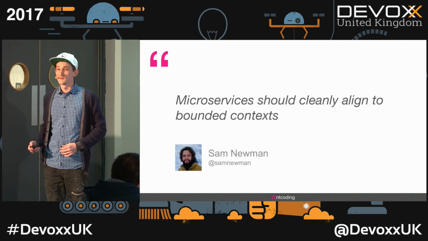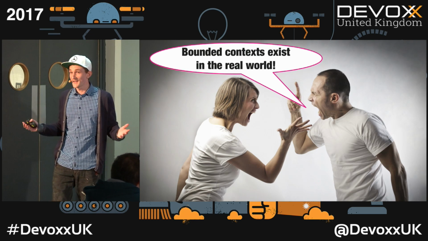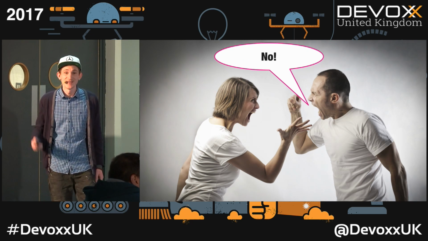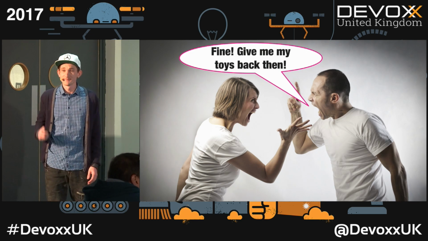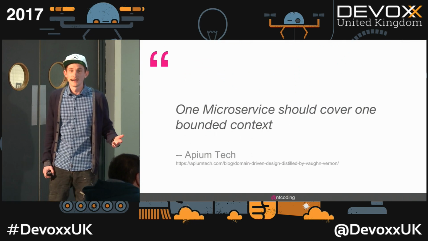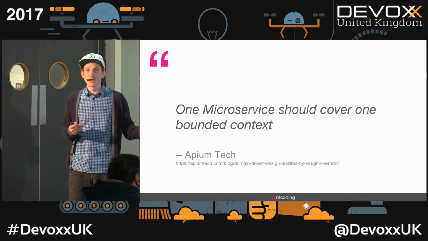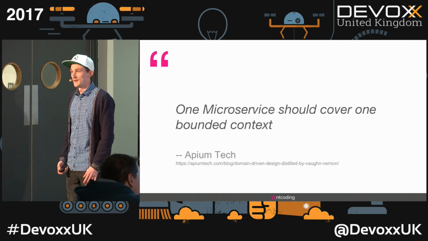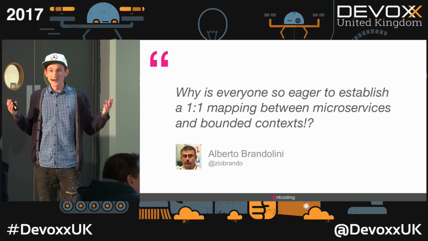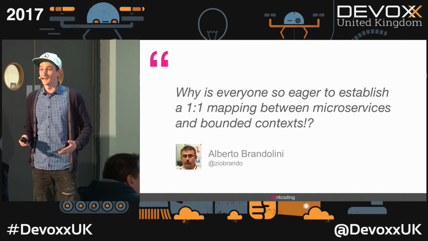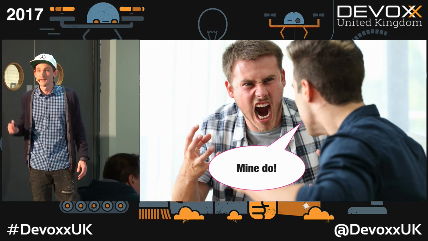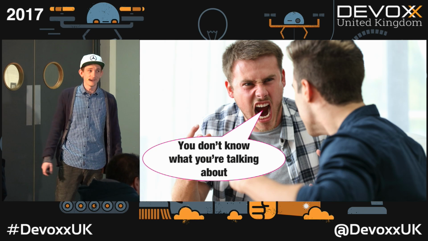Who's seen this conversation before? Bounded contexts exist in the real world. No, that's subdomains. No, yes, you're an idiot. I'm taking my toys back. Well, how about this one? There should be a one-to-one mapping between microservices and bounded contexts. Why is everyone so obsessed with this one-to-one mapping between microservices and bounded contexts? No one can agree on anything. How about this one? Bounded contexts don't own the UI. Yes, they do. Whatever.